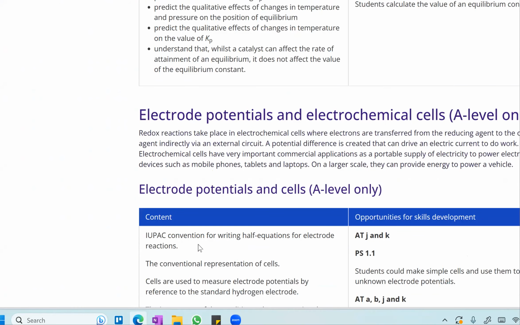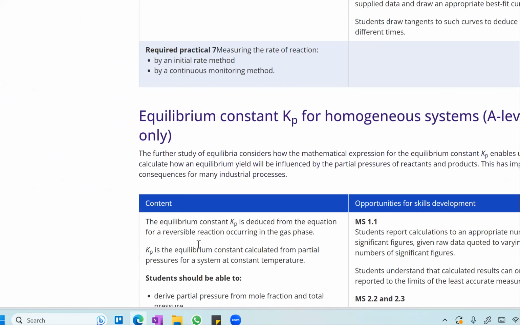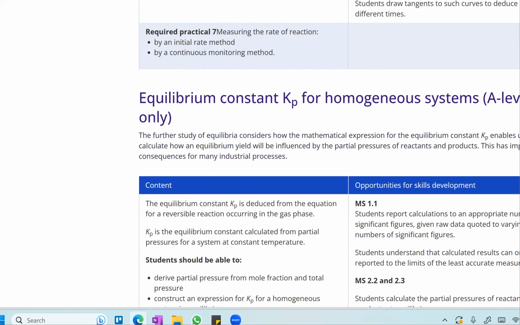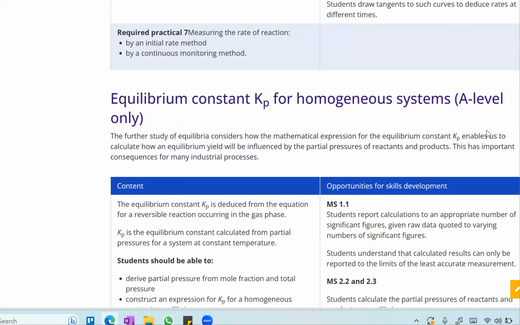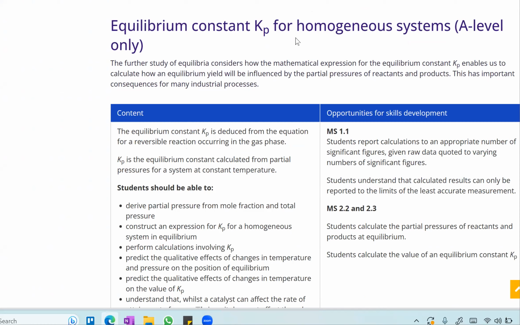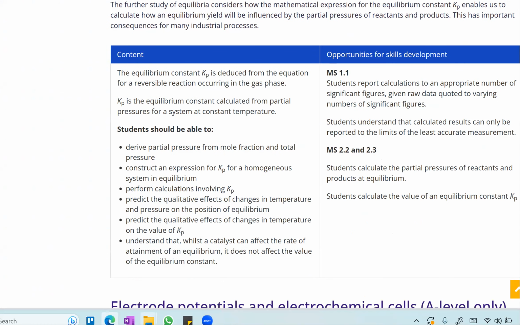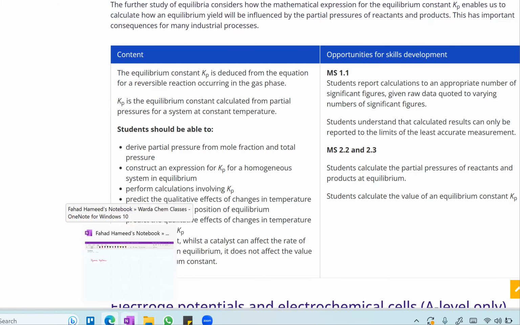Where was KP? This one, right? Okay, this one is showing that it's in A levels. It's the same as KC. You did KC and we did do KP. So we'll just quickly go through this, because the equilibria concept is related to the whole acid-base topic as well, so we'll just quickly revise this.